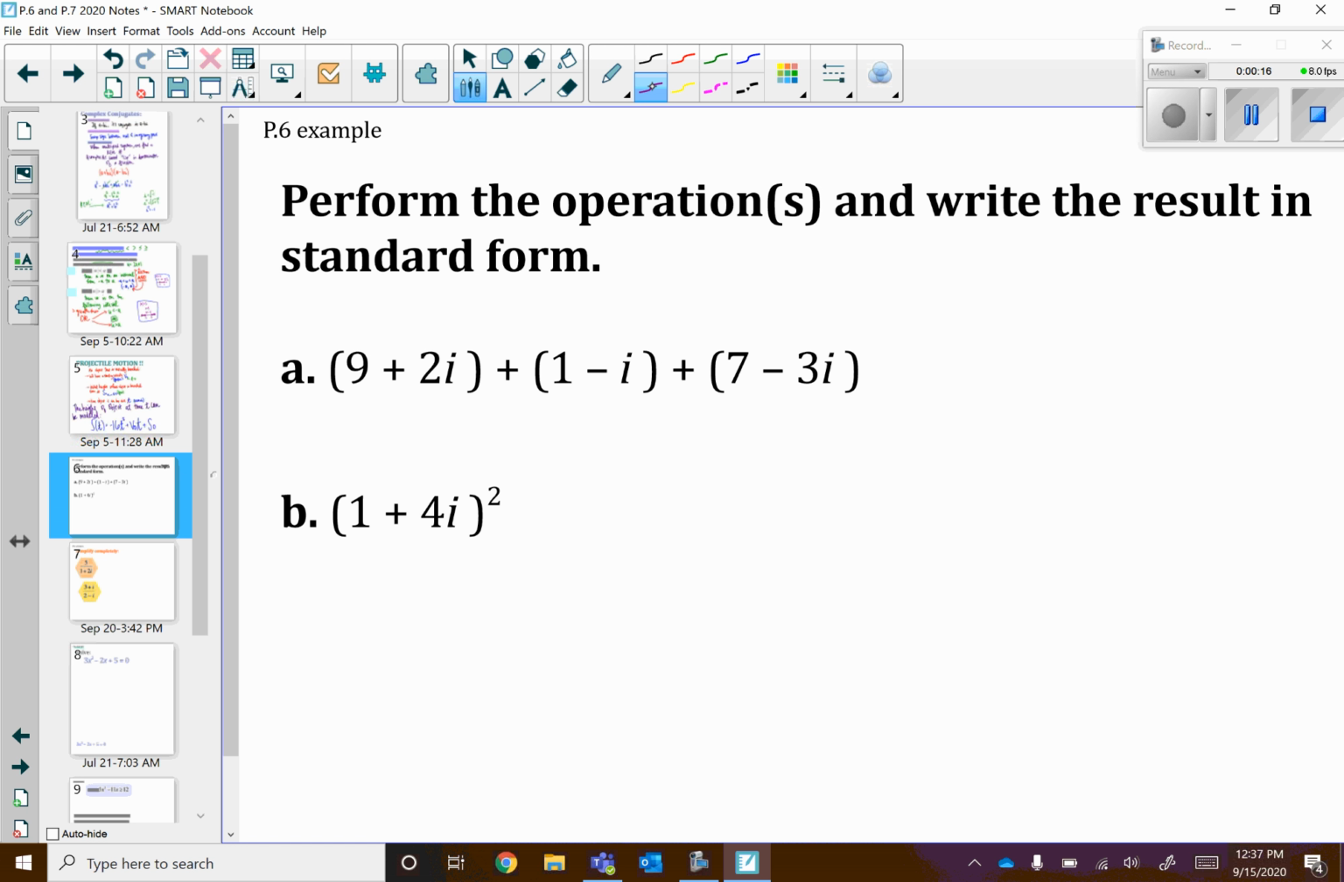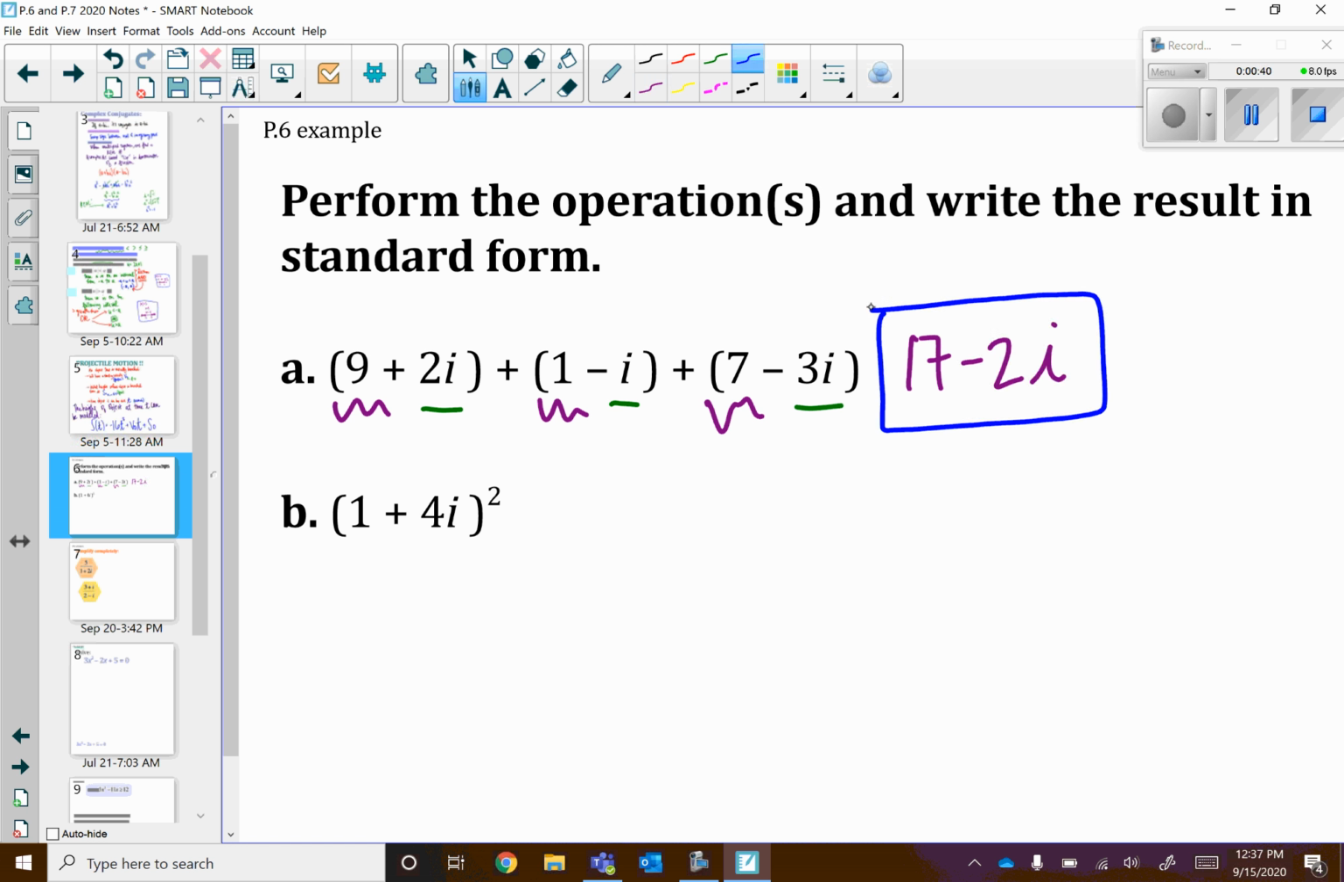The first example is perform the operations and write the results in standard form. So we are adding and subtracting like terms here. 9 plus 1 is 10, plus 7 is 17. That's the real piece of this. And then we have 2i minus 3i, which when you simplify it, you get minus i. So 17 minus i is the full answer here.